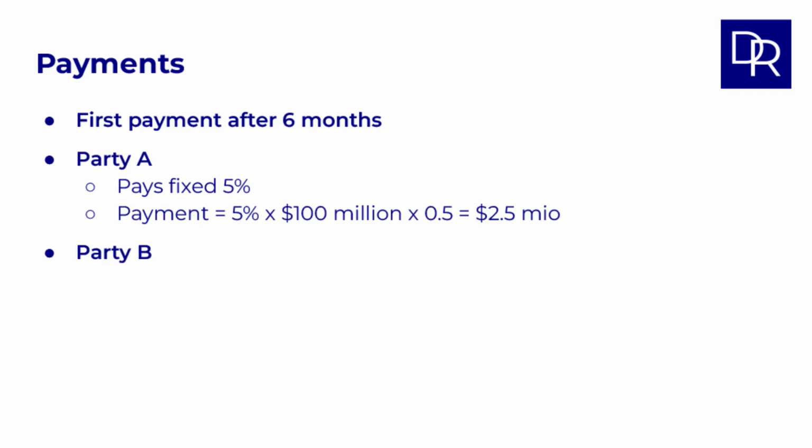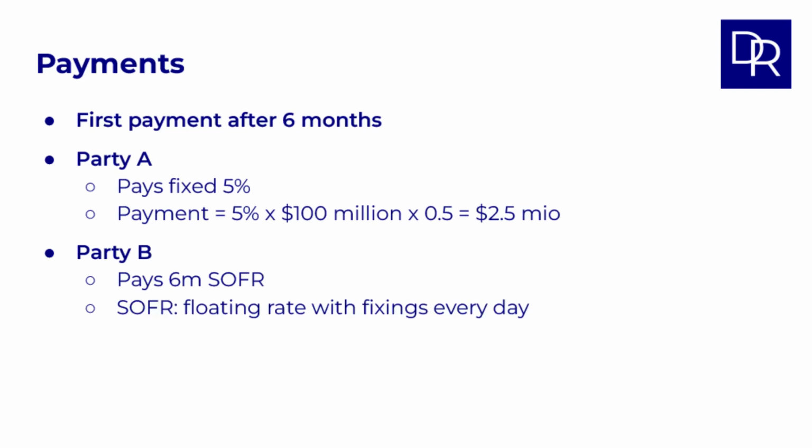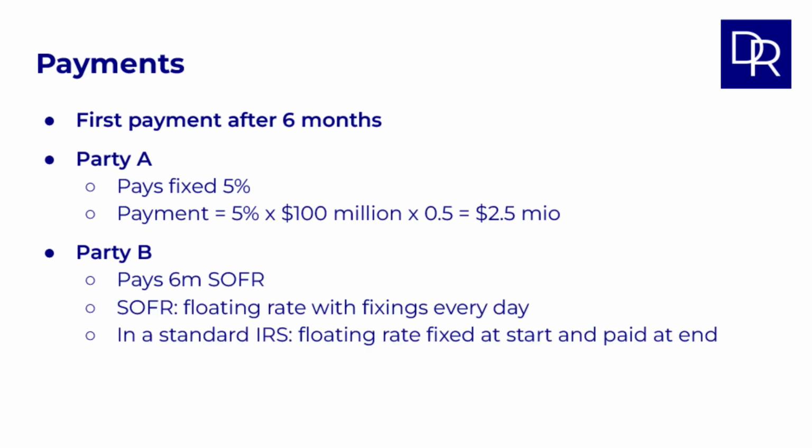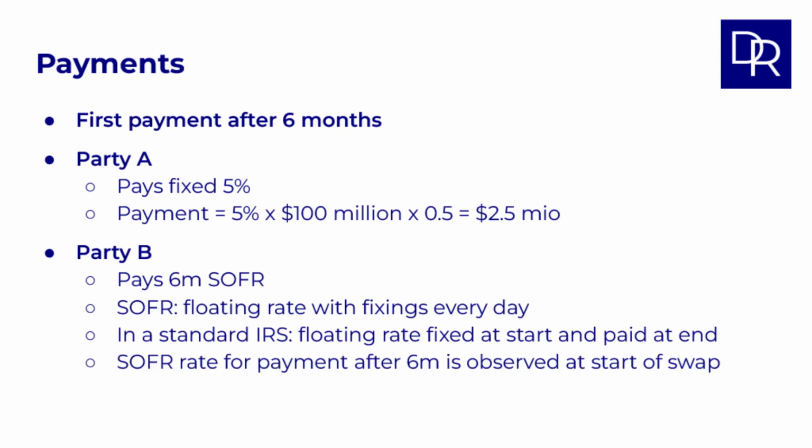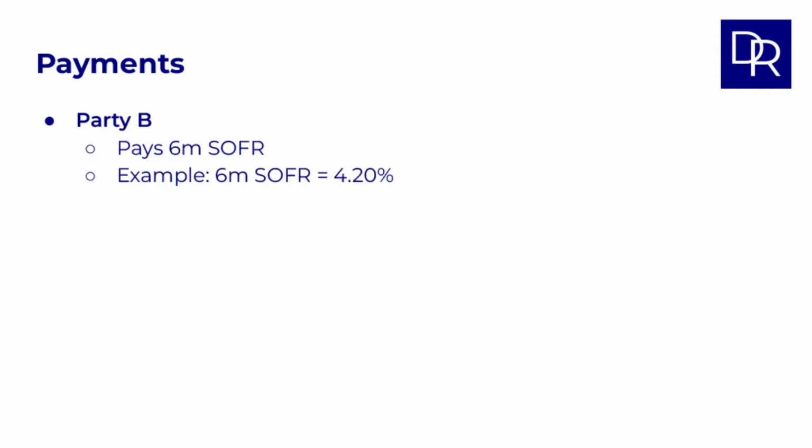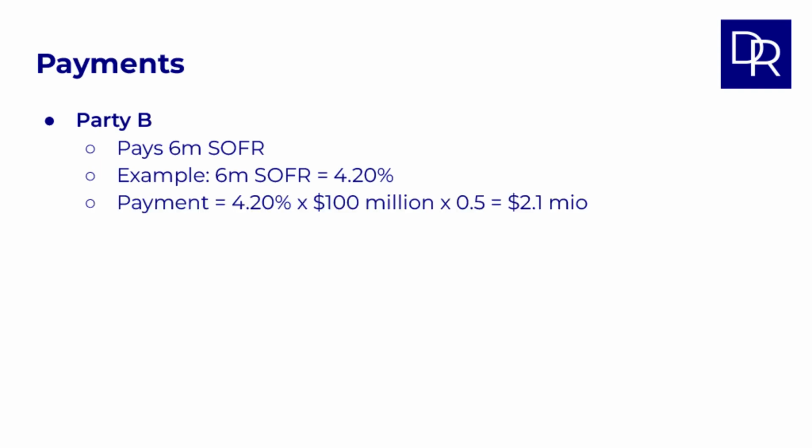Now we said that Party B pays 6 months SOFR. This is a floating rate with fixings every day. In a plain vanilla IRS, the floating rate is observed at the start of each period and paid at the end. So for Party B's first payment after 6 months, we need the 6 month SOFR rate at the start of the swap. Let's say this rate is 4.2%. Then Party B's payment after 6 months is 4.2% times 100 million times also 0.5, so $2.1 million.